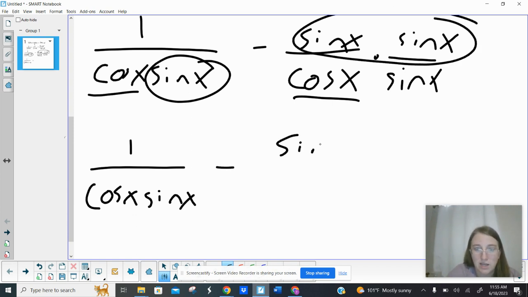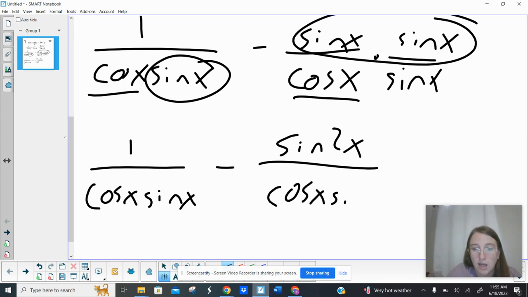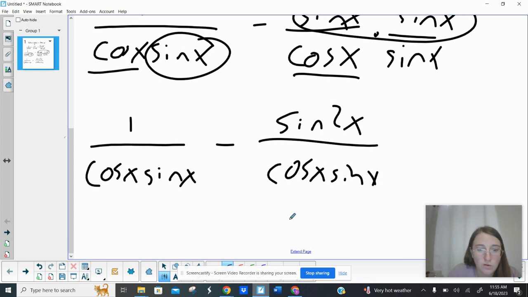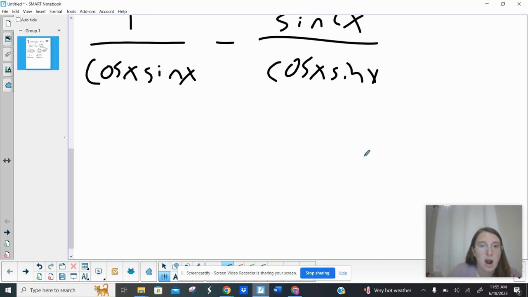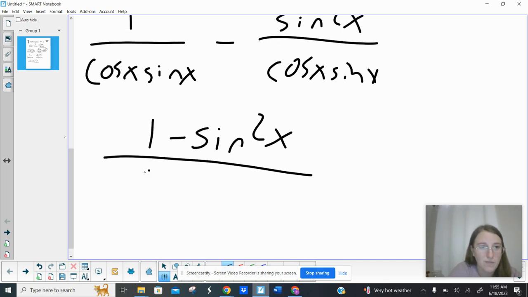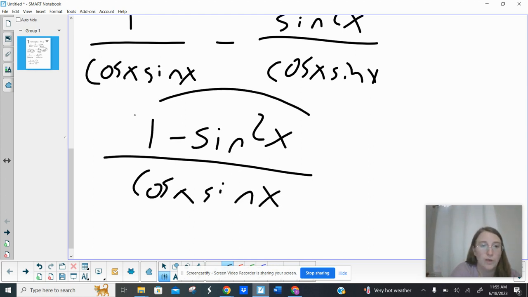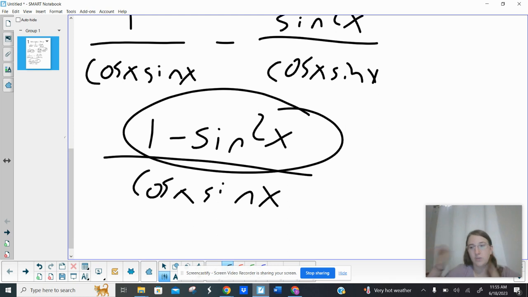I've got sine squared x on the top, and I've got the common denominator, sine x. And so, excuse my terrible handwriting, on the top, I've got 1 minus sine squared x, and then I've got cosine x sine x. So you want to get used to recognizing whenever you have a sine squared or a cosine squared in particular. The other ones also, there's cotangent and secant. Again, it's on the front page.